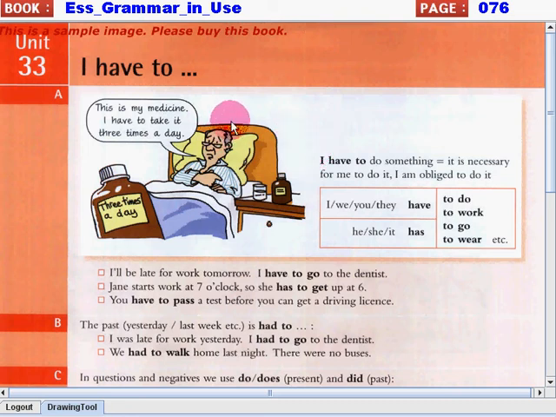Remember this old man? He said, this is my medicine. I have to take it 3 times a day. So, I have to take it. He has to take it 3 times a day. That means it is very important, necessary, and he is obliged to take the medicine 3 times a day, even though he doesn't want to.